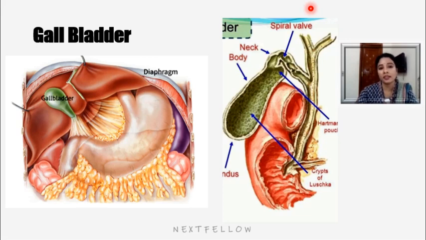Rokitansky-Aschoff sinus occurs when the mucosa of the gallbladder penetrates deep into the muscularis externa. So the mucosa extends into the outer layer of the gallbladder, which contains the muscularis externa. They are early indicators of pathological changes associated with acute cholecystitis or gangrene. So these things you have to remember with the gallbladder.